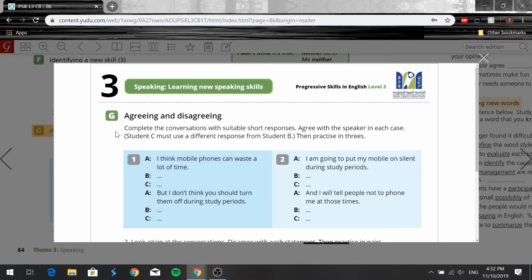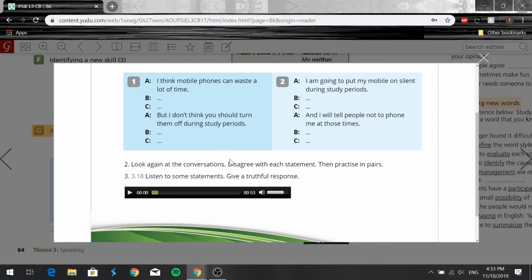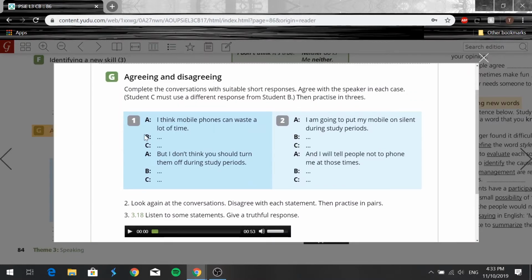Here we have complete the conversations with suitable short responses. Agree with the speaker in each case, and student C must use a different response from student B. Okay. So student C here cannot have the same exact response as student B. Wouldn't make sense now, would it? So, complete the conversation with suitable short responses. Okay. So let's take one for example.